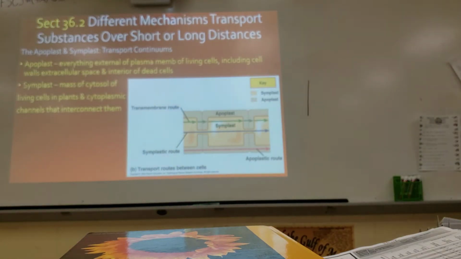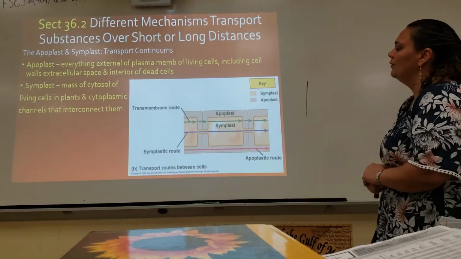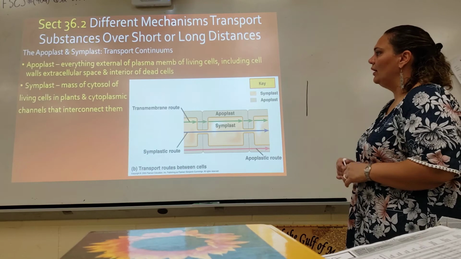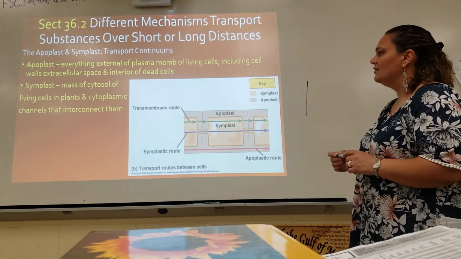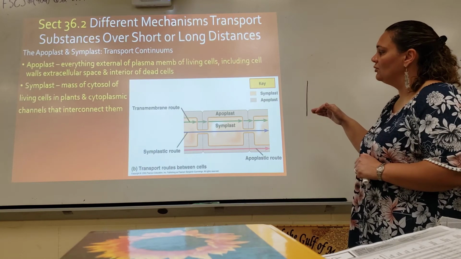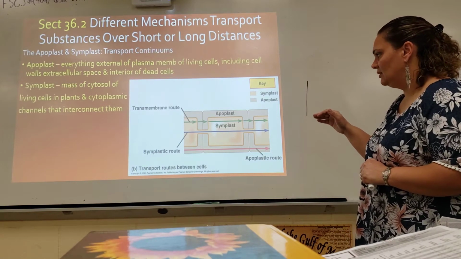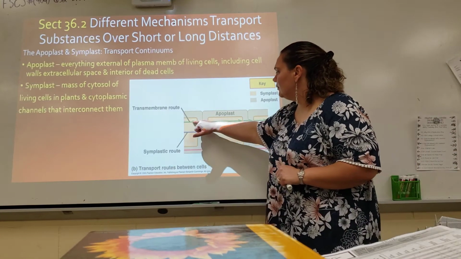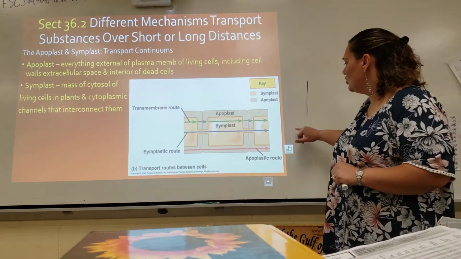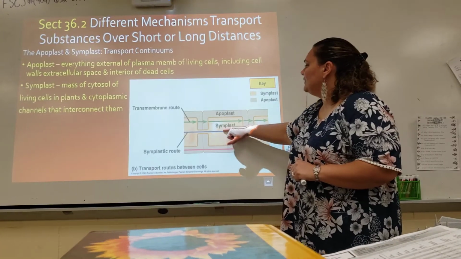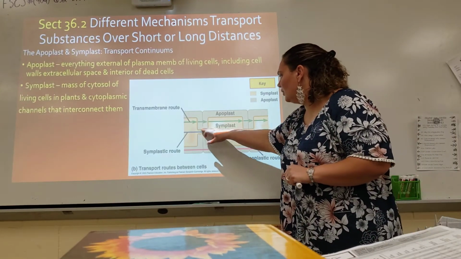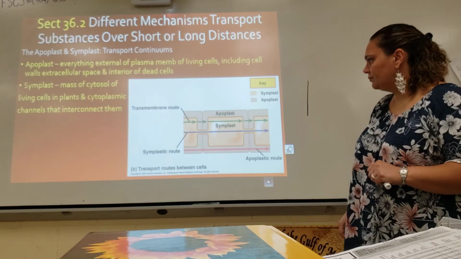All right, now, transporting of things through the vascular system, okay? You've got apoplast and you've got the symplast. The apoplast is where things are going to go through the cell walls, extracellular space, and the interior of dead cells. Okay, it's going to go through the membranes, right? It's going to go all the way through. And then you've got the symplast. These guys are just going to go through the cytoplasm of the living cells. And it's going to be a specific channel that connects all of them through. Okay? It's kind of weird.